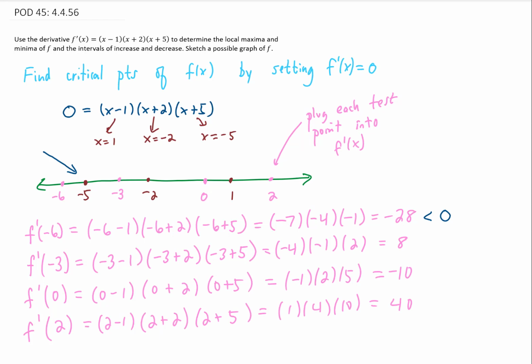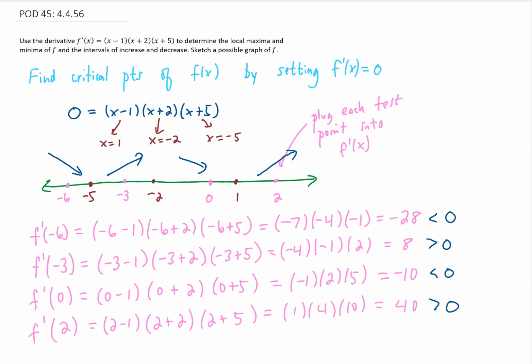When we plug x equals negative 3 into our first derivative, we get a positive result, meaning that our function is increasing on this entire interval. When we plug x equals 0 into our first derivative, we get a negative result, meaning that our function is decreasing on that entire interval. And when we plug x equals 2 into our first derivative, we get a positive result, meaning that our function is increasing on this interval.